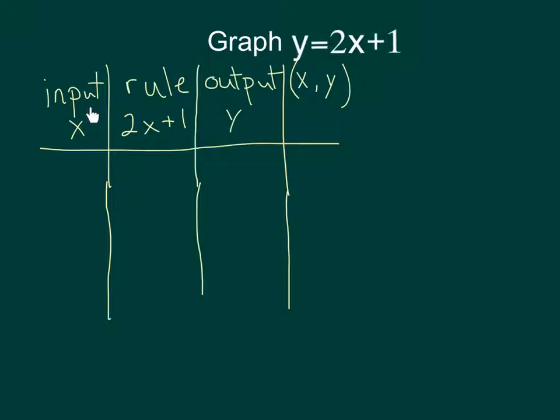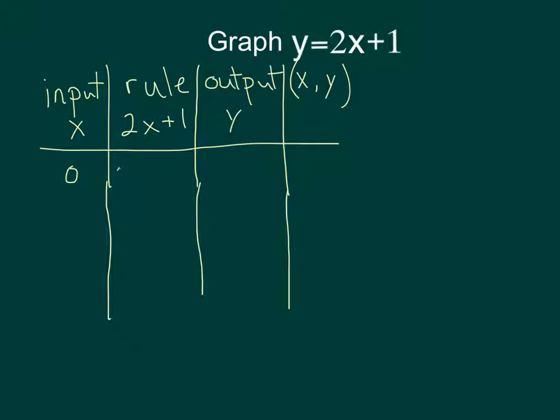And this table has my input, which will be my x. It has the rule, which is my equation, 2x plus 1. It has the output, so when I solve it for y, that's what I'll get. And then here would be my coordinate. I'm going to start by picking 4 numbers that I can put into my input. So I'm just going to start with 0 for my input.